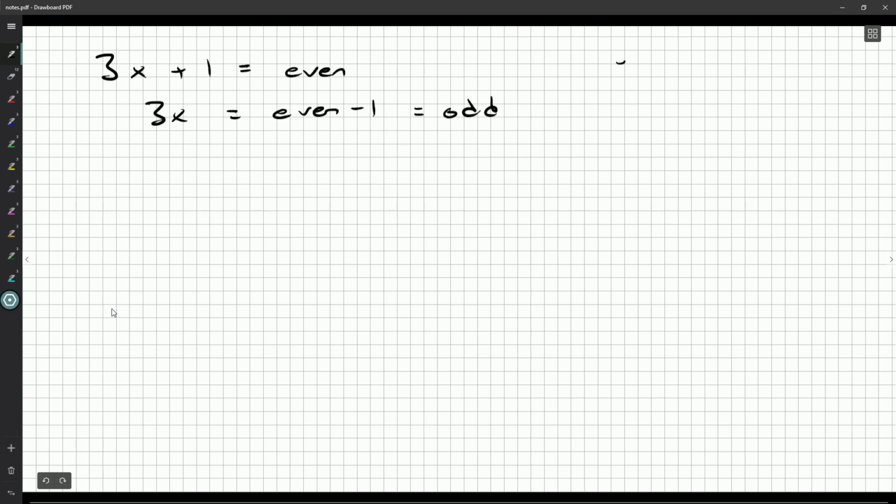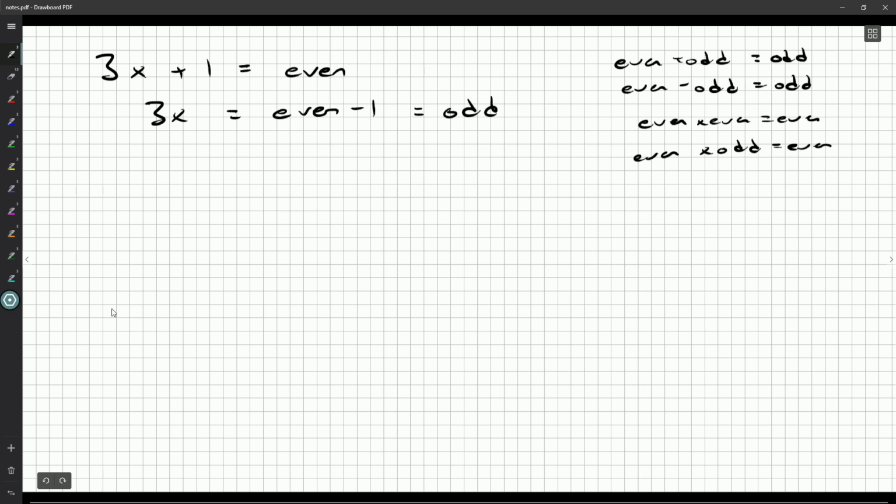Even plus odd or even minus odd, these are both odd. That's a rule that we're exploiting. So 3 times x is an odd number. When can you get a product of numbers being odd? Well, if you do an even number times an even number, the result will be even. If you do an even times an odd, the result will still be even. As long as you have a factor of 2 kicking around, you'll be even. The only way to get an odd number is if you do an odd times an odd.